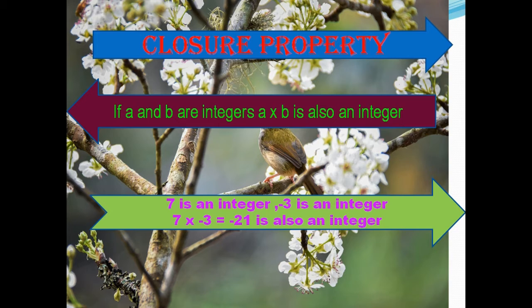That is the property. Take any one example. Here I am taking 7, an integer, and minus 3, an integer. The property says a is an integer and b is an integer, so their multiplication must also be an integer. 7 into minus 3 is 7 3s are 21. Here the minus symbol is there, so you put the minus symbol: minus 21 is also an integer.